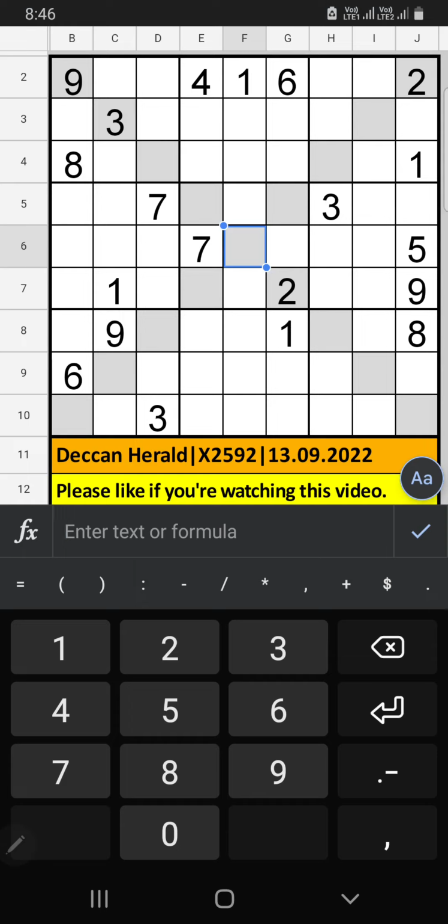Welcome to SkVm Sudoku. I am going to solve the Deccan Herald newspaper Sudoku Bustle on September 13, 2022. Diagonal Sudoku.